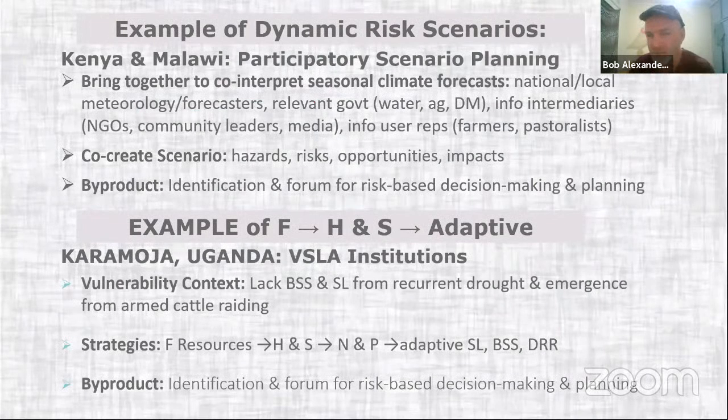There were lots of other examples given in the chapter. I'll just mention a couple of them, because we mentioned when talking about temporal integration, the key of planning, risk scenarios. And there are many examples given in the chapter about how to do risk scenarios and different ways of doing it. Some of the examples that have happened in Kenya and also here in Malawi are the participatory scenario planning.